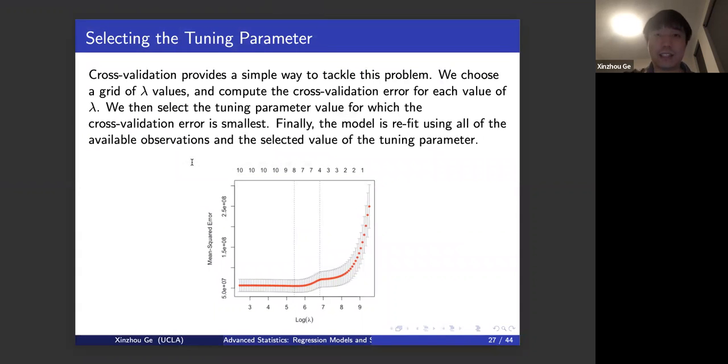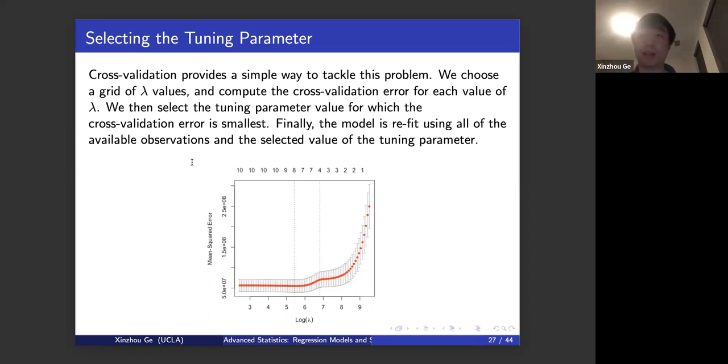Cross-validation provides a simple way to tackle this problem. We choose a grid of lambda values and compute the cross-validation error for each value of lambda, and we then select the tuning parameter value for which the cross-validation error is smallest. Finally, the model is refit using all of the available observations and the selected value of the tuning parameter.